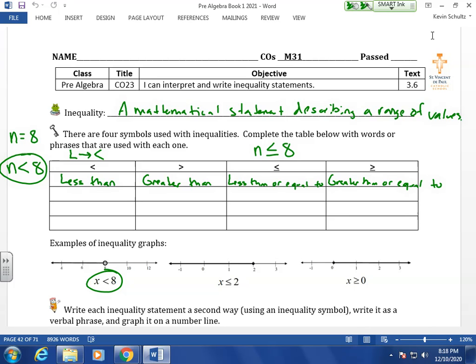But there are lots of other phrases that we commonly use that would represent one of these symbols. Let's look at less than. You might say fewer than. Okay, or for greater than, more than.